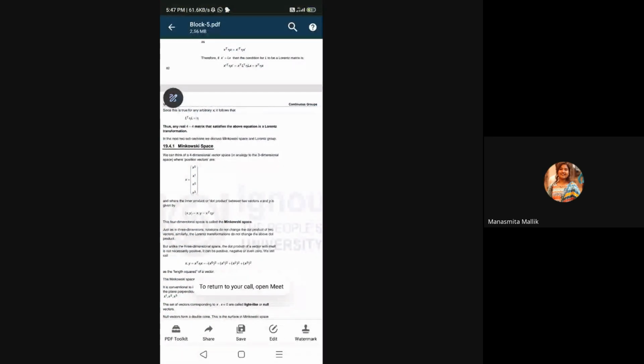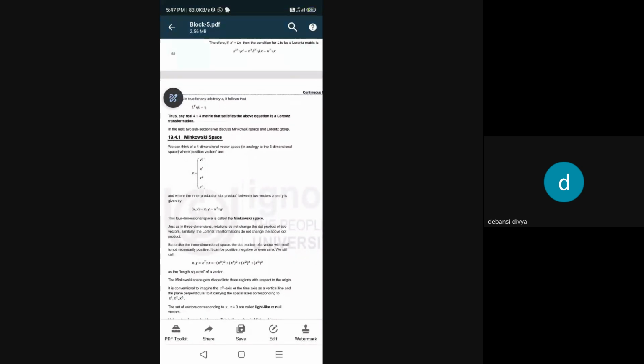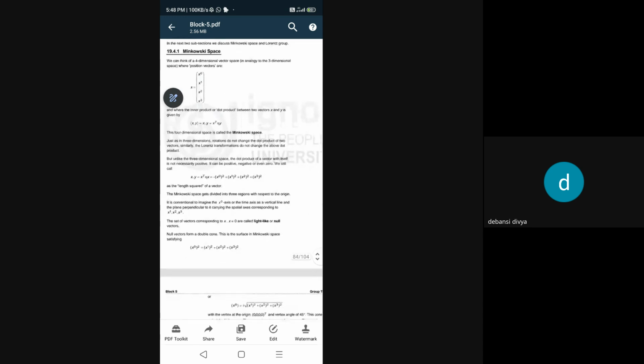Yes, sir. You can think of a 4-dimensional vector space, in analogy to 3-dimensional space, where position vectors are x equal to x0, x1, x2 and x3, and where the inner product or dot product between two vectors x and y is given by x comma y equal to x dot y equal to x transpose eta y. This 4-dimensional space is called the Minkowski space. And here the length square of a vector is shown on the screen.